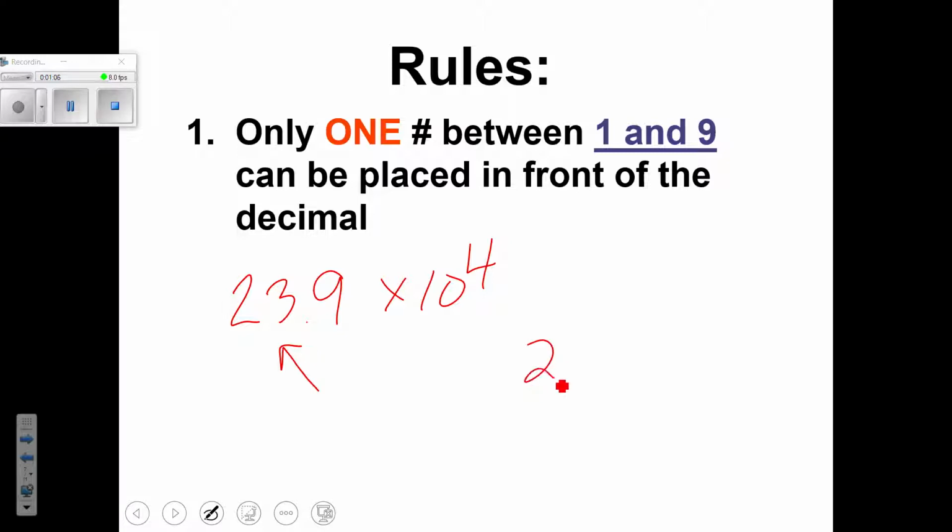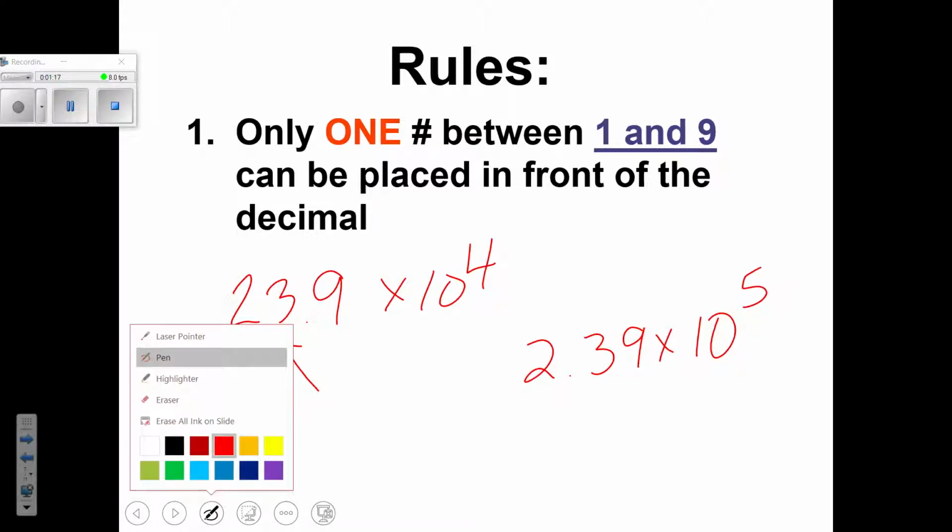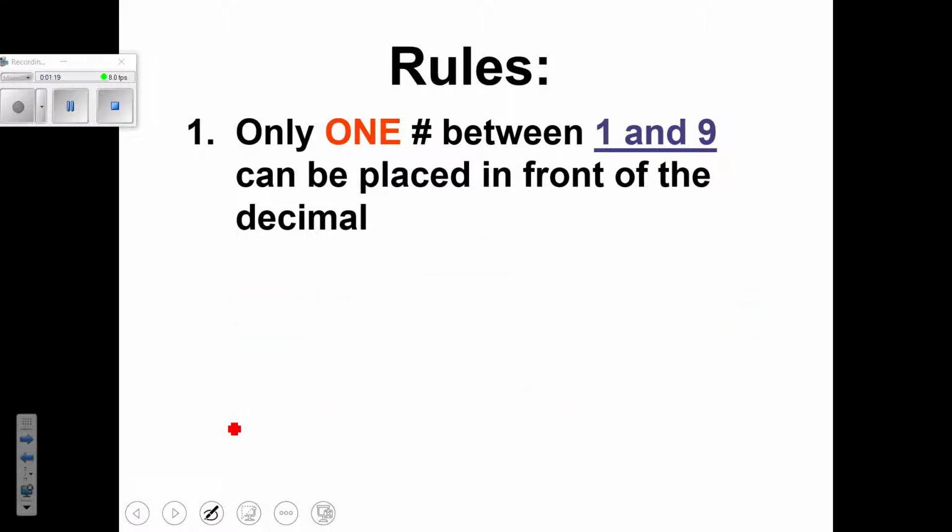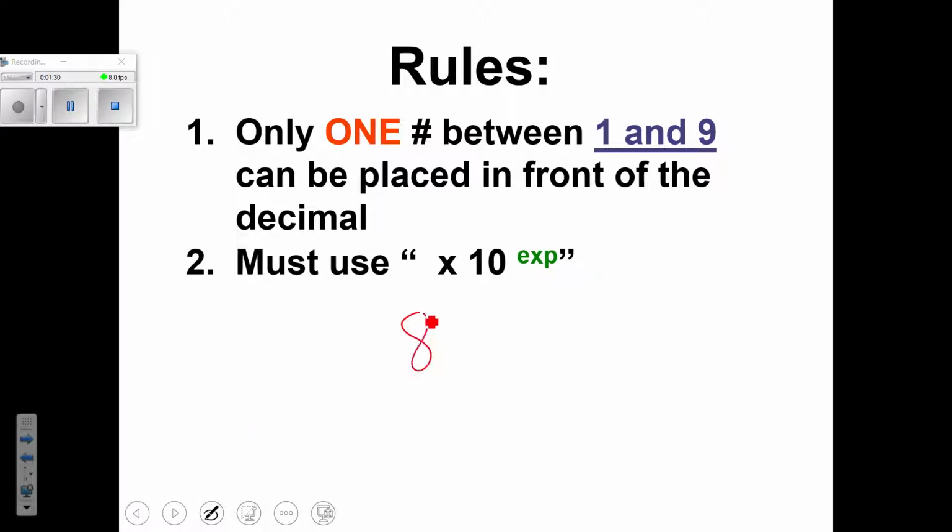But if you were to put this correctly into scientific notation, you would have something that looks like this: 2.39 times 10 to the 5th power. We'll talk about how to get to that in just a minute. Okay, so one number between 1 and 9 can be placed in front of that decimal. You have to use the power of 10 to an exponent. Let's say that you have 8.339, and you'll see in a minute we're going to be moving that decimal to get that one number in front.